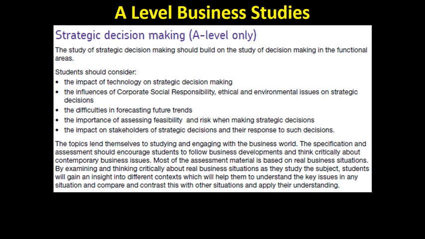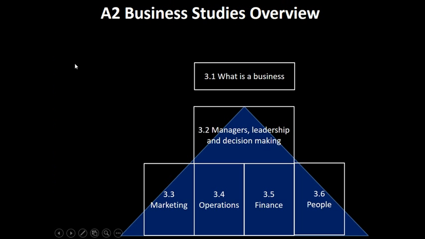Having gone through the AS units, the A-level business course is much more focused on strategic decision making, and AQA tell us that the study of strategic decision making should build on the study of decision making in functional areas, which is basically what you did in AS.